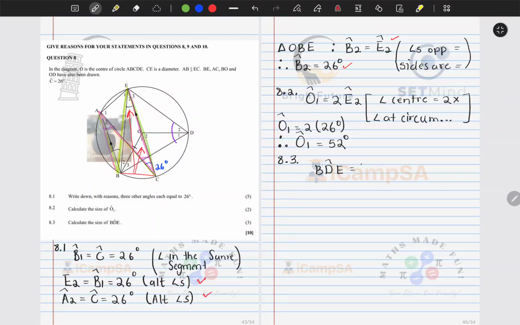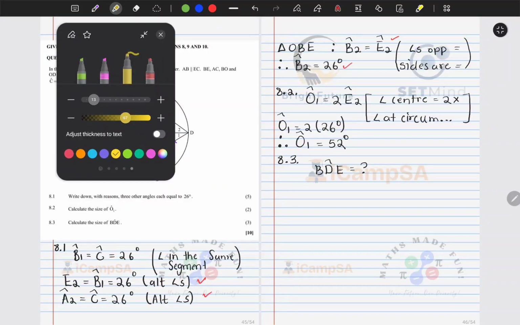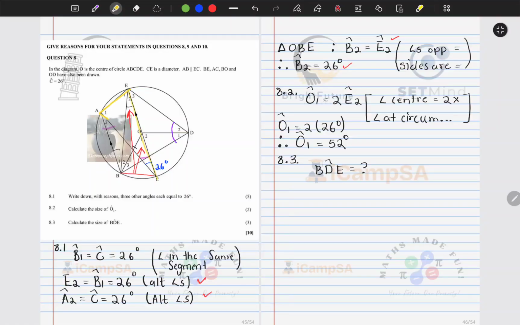What is it? But if you notice carefully, we were told that we have CE as the diameter. So if this is a diameter here, what it means is we form a right-angled triangle at A1. And this is going to be very useful in figuring out what is happening. The angle A1 equals 90 degrees, and this is an angle in a semicircle because CE is the diameter.